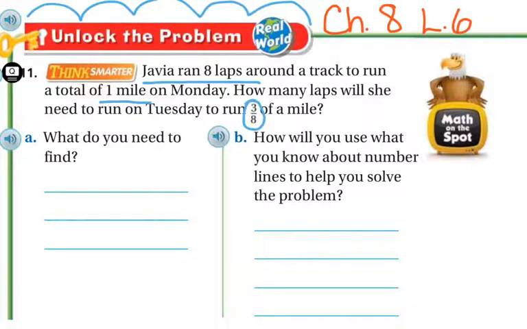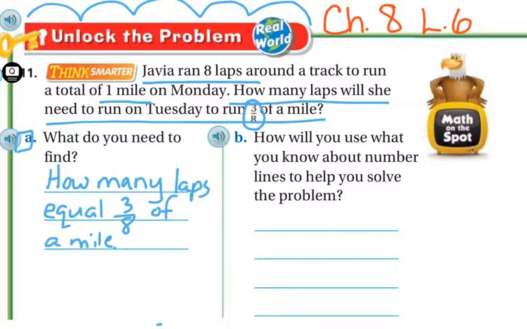And I love how Go Math sets this up for you. You're young, you're still learning, and so they're showing you the questions that you need to ask in order to answer a word problem. Starting with letter A here. What do you need to find? Well, the question is, how many laps will she need to run on Tuesday to run 3/8 of a mile? So what exactly am I looking for? Yes, how many laps equal 3/8 of a mile? That's what we need to find.